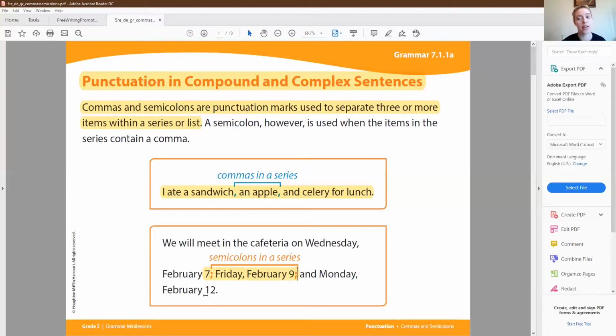Okay, so here we have both comma and the semicolon. All right, where in this first one, we just have commas.